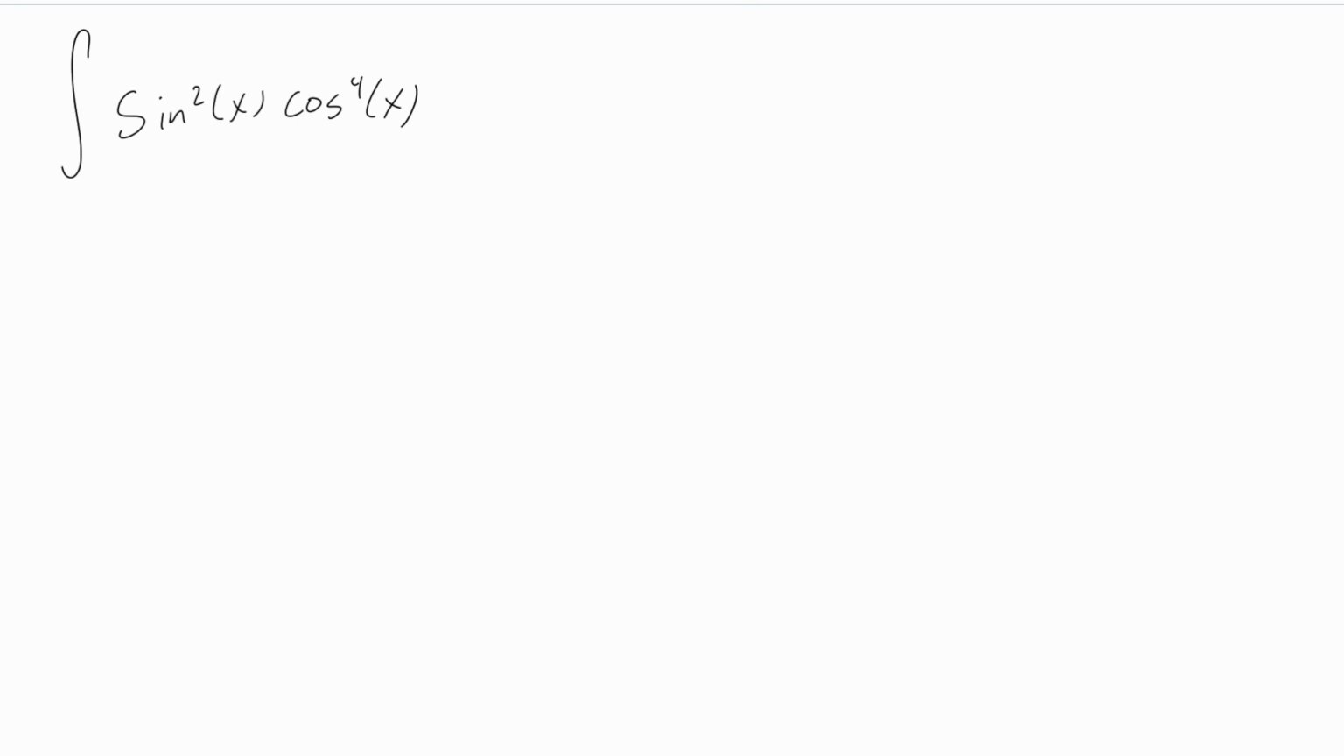So let's do that here. Let's apply our reduction formula. So sine squared of x becomes 1/2 times, or sorry, sine squared of x is 1 minus cosine squared of x. Sorry, I was thinking of the double angle formula, not just the 1 minus cosine squared of x.